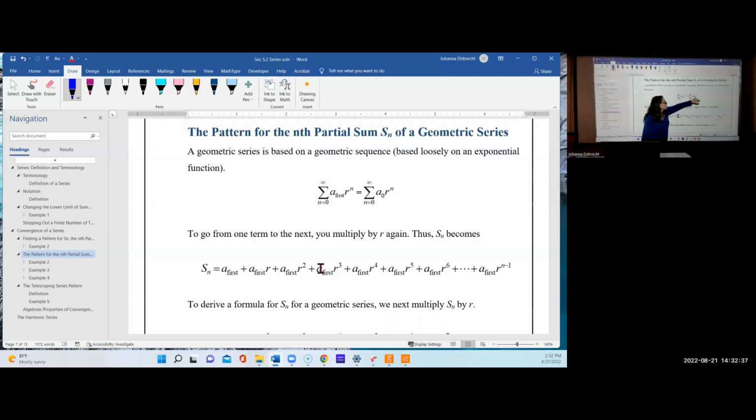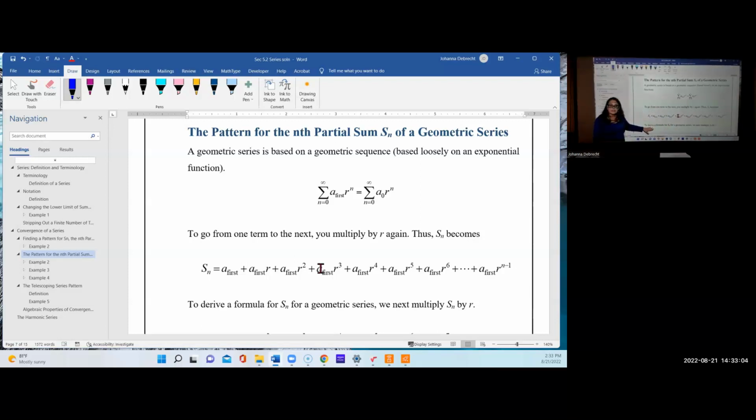So we have a sub 0 r to the n. And this is going to generate the sum of a sub 0 plus a sub 0 times r, a sub 0 r squared, a sub 0 r cubed, and so on. Remember, for a geometric series or a geometric sequence, to get from one term to the next, you multiply the previous term by the common ratio r. So each one gets another r multiplied on it.